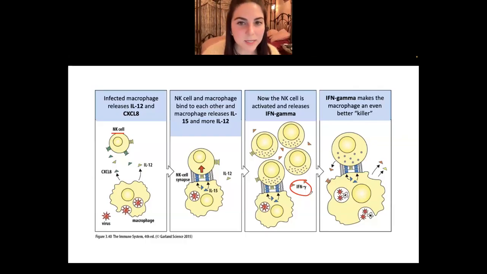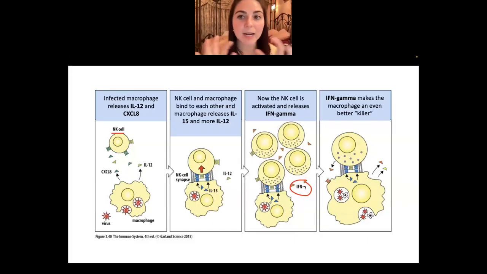Not only NK cells release interferon gamma, a lot of cells can release it, but whenever it's released and there's a macrophage in the area, the whole purpose of interferon gamma is to make the macrophage good at killing. So for example, here is the virus just in a phagosome, right? So the macrophage ingested it.